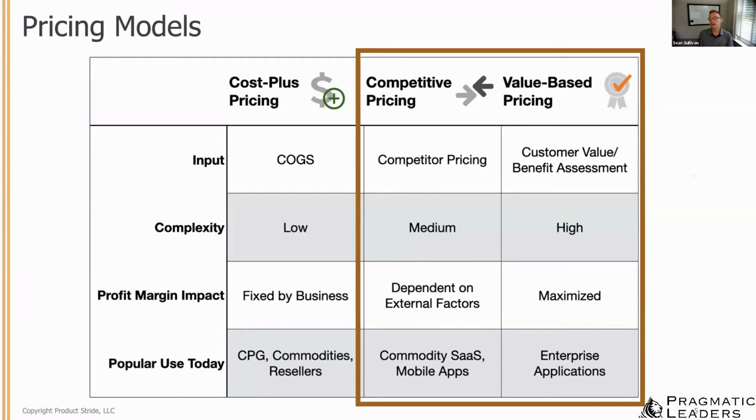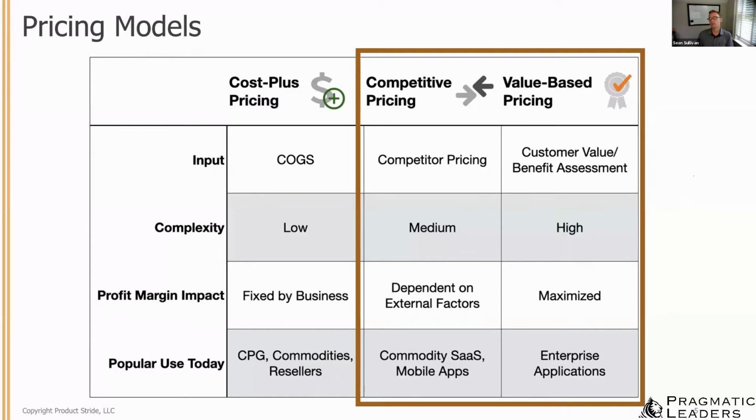So if your competitor is charging $10 for a widget and you look out there and you say, look, actually, I see that I can save my customer or help them generate an extra $1 million a year in revenue, it doesn't make sense to charge $10 for my product.